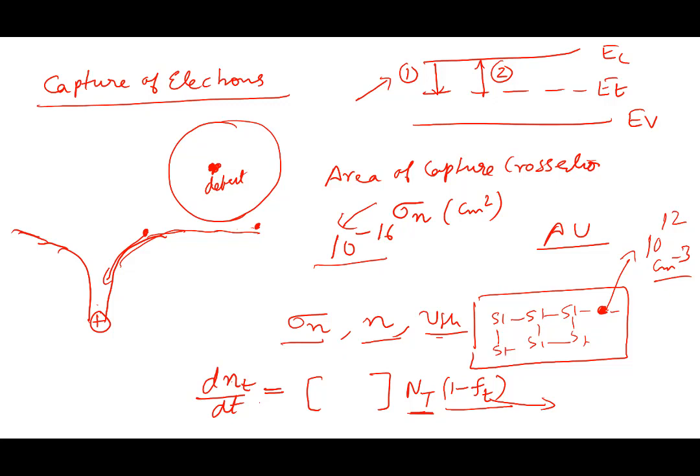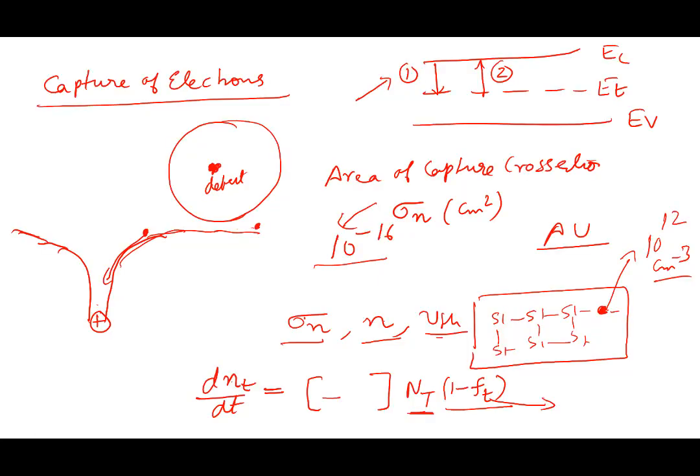Okay, so dNt by dt will depend on nt, 1 minus ft, plus all these things that we said about sigma, n, Vth, all of those things that will enter into this here. Okay. All right, so let's look at the capture.